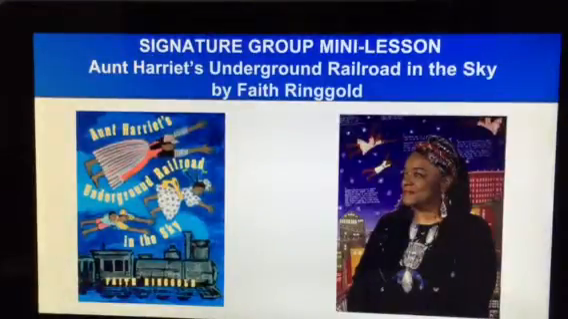For our author study, we chose to explore Faith Ringgold's texts because we felt that students can learn a lot about African American culture through her works. For my mini lesson, I chose the text Aunt Harriet's Underground Railroad in the Sky. Through this text, the students will be able to use the skill of visualization and making mental images to comprehend the historical context of this book.